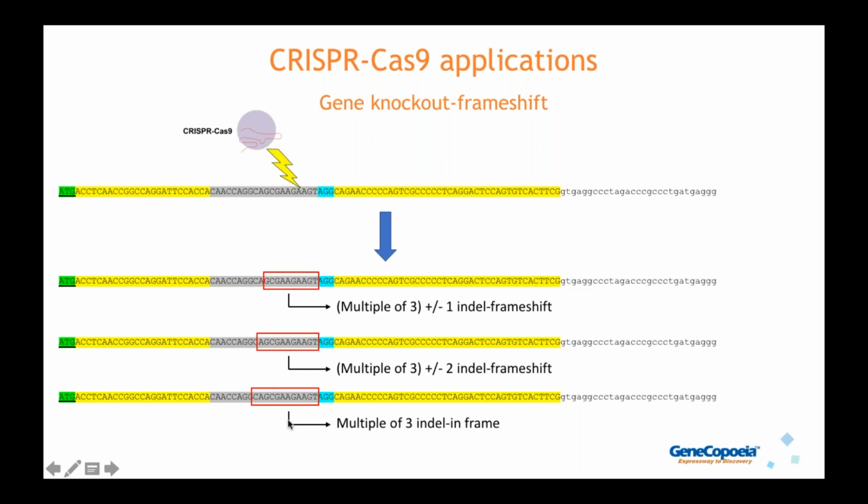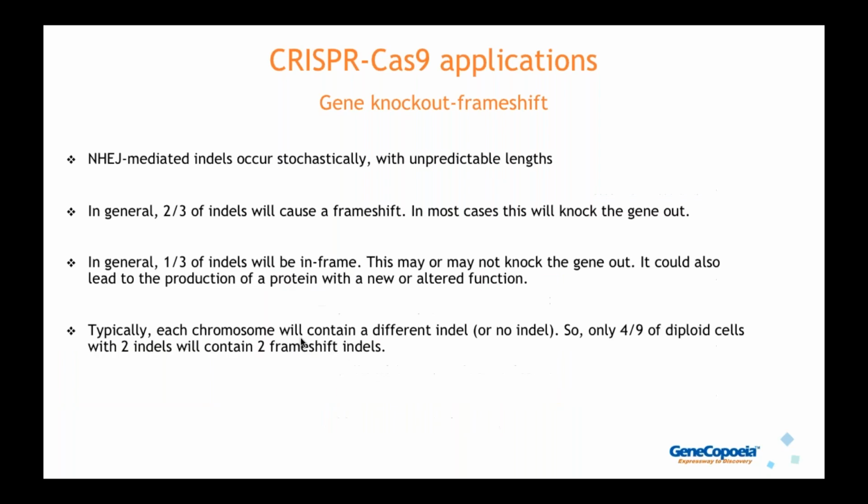Okay, so you can get an insertion of 3 or 6 base pairs, although those are very uncommon. But you can also get deletions of 3, 6, 9, or bigger indels, and those may or may not lead to a knockout. They're in frame, so they may produce a protein, but they may not. And so again, this is a summary of what I just told you about gene knockouts by frame shifts.